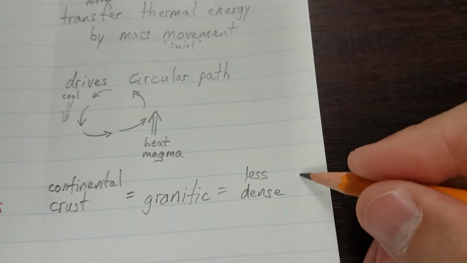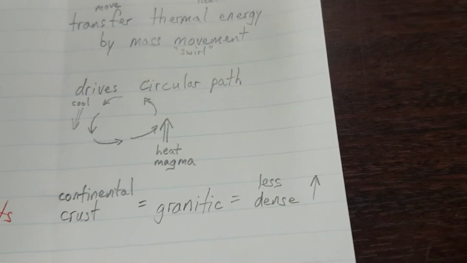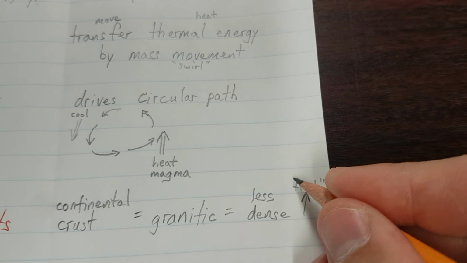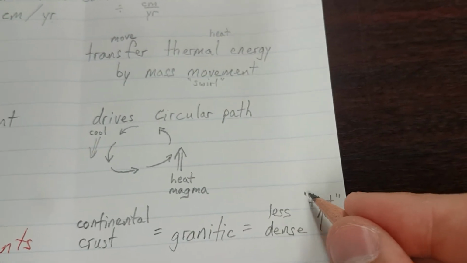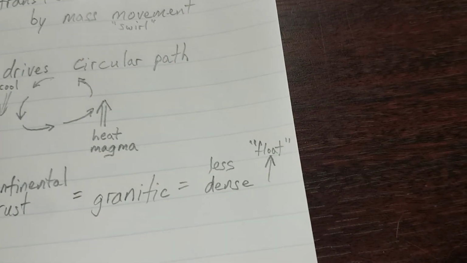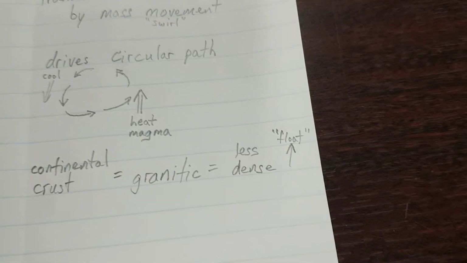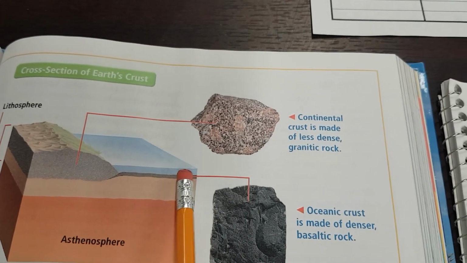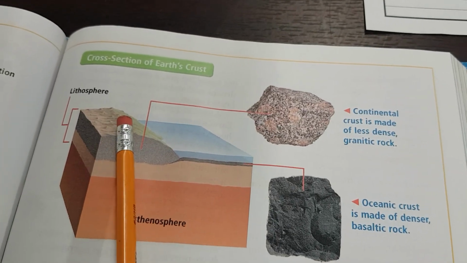D-E-N-S-E. And let's draw a little arrow up so that we know that kind of makes it "float," F-L-O-A-T. Right, so when something is less dense, it tends to float on top. When something is more dense, it tends to sink to the bottom. The granitic rock is less dense than this basalt ocean crust, so it tends to float on top.